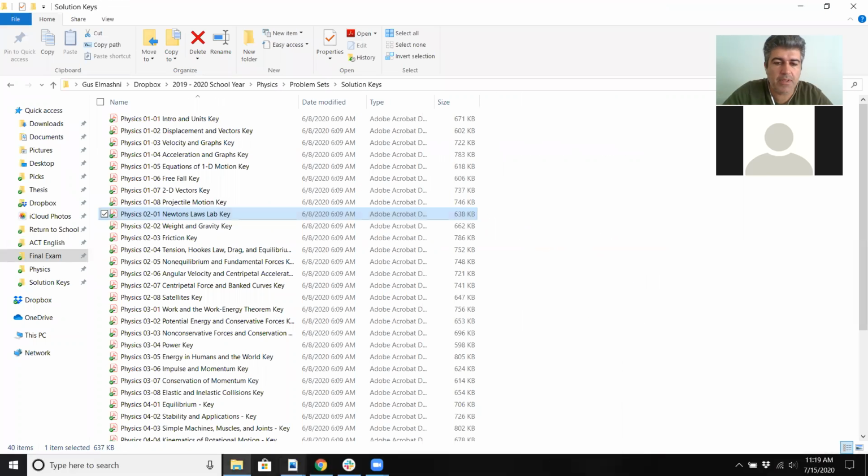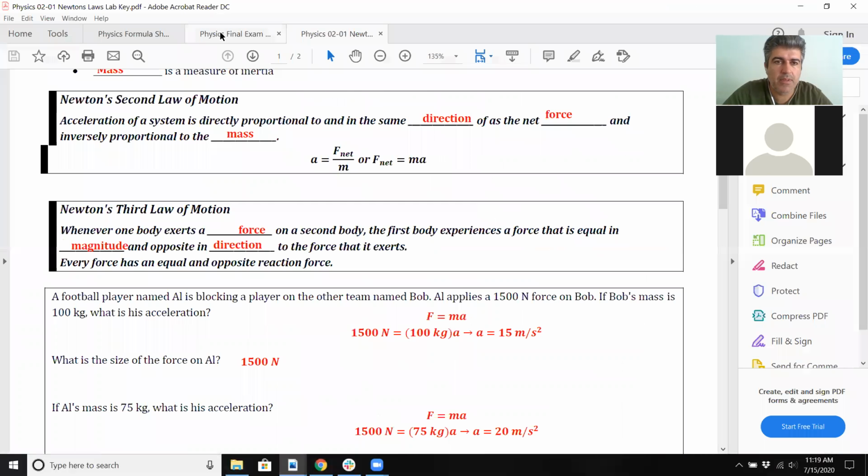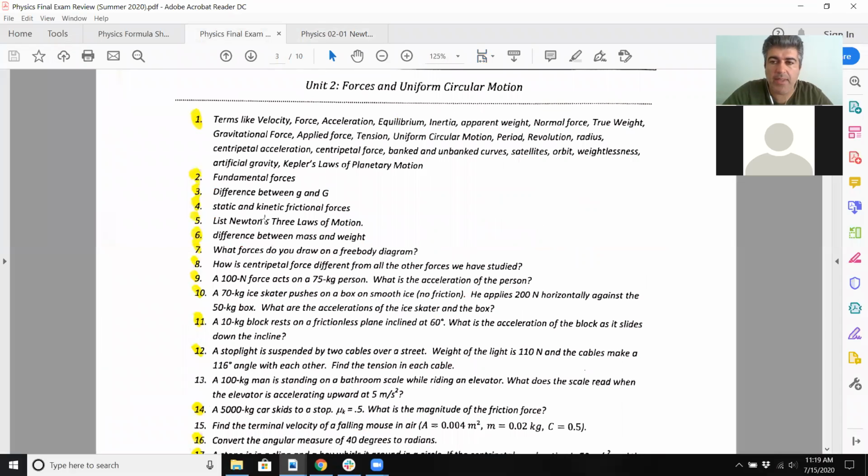Difference between mass and weight. Remember, weight is actually a force. It's your mass times your gravity, where mass is just how much matter you take up, and that's measured in grams or kilograms. I guess we do pounds in this country, but it's a conversion, but that's what's happening there.